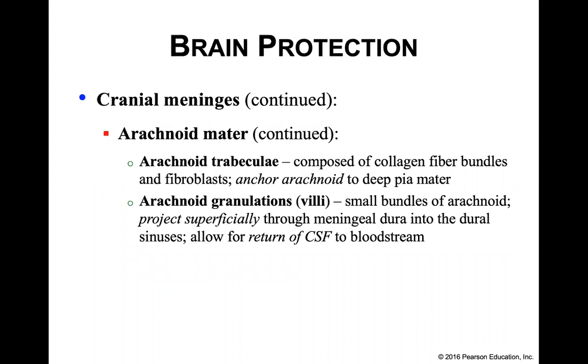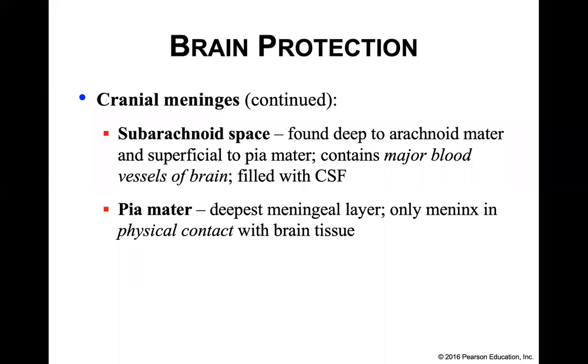The arachnoid mater will contain two primary structures here, the arachnoid trabeculae, which is composed of collagen fiber bundles and fibroblasts. These will anchor the arachnoid to the deep pia mater. And then the arachnoid villi, these are small bundles of arachnoid that will project superficially through the meningeal dura into the dural sinuses, and this allows for the return of CSF back into the blood.